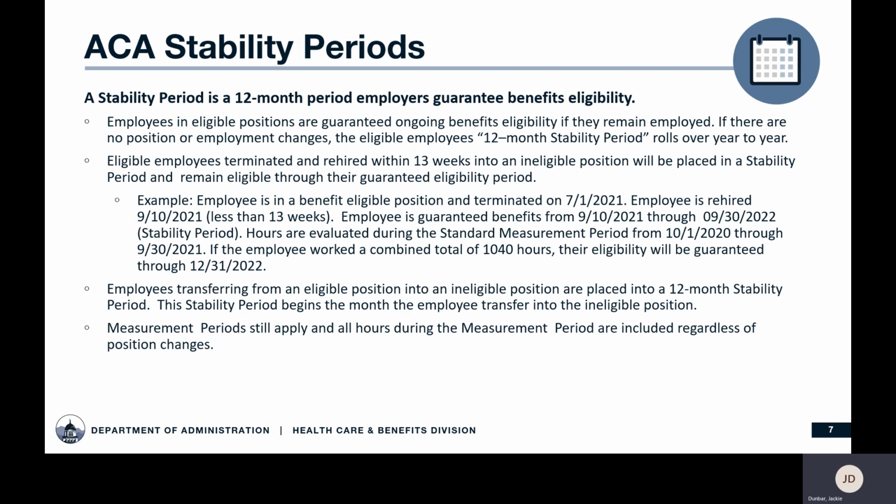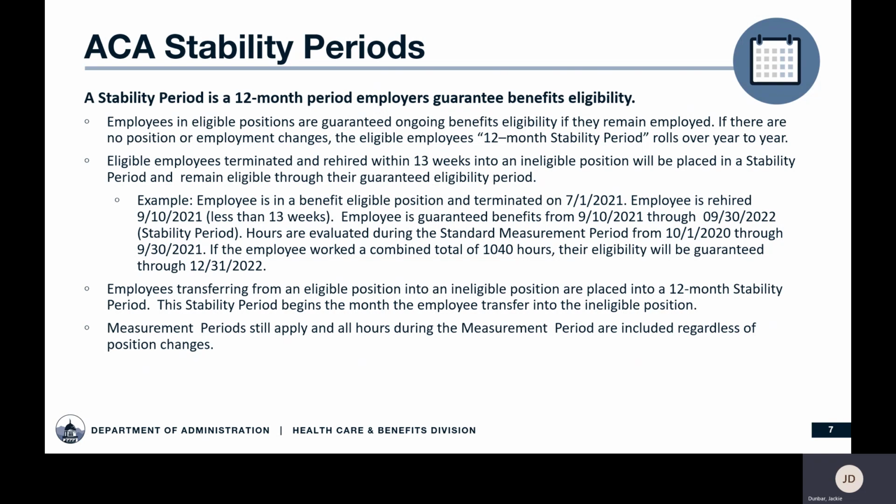An ACA stability period is a 12-month period employers guarantee benefits eligibility. Employees in an eligible position are guaranteed ongoing benefits eligibility if they remain employed. If there are no position or employment changes, the eligible employee's 12-month stability period rolls over year to year. Eligible employees terminated and rehired within a 13-week period into an ineligible position will be placed in a stability period and remain eligible through their guaranteed eligibility period.